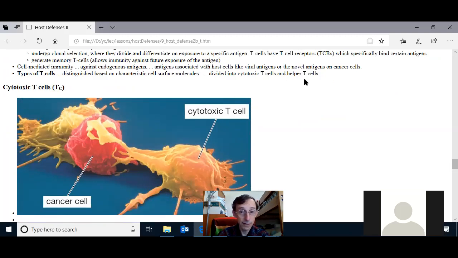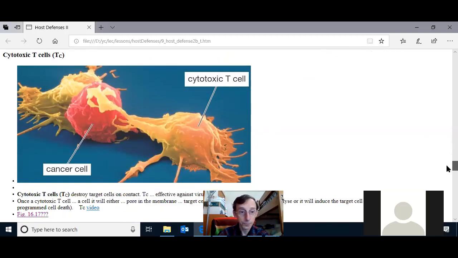There are also helper T cells, and these T cells help other cells of the immune system to mount an immune response against a pathogen. Any question about that?